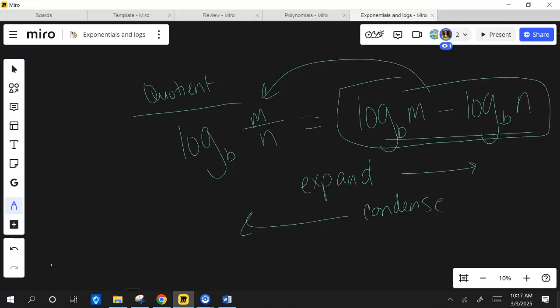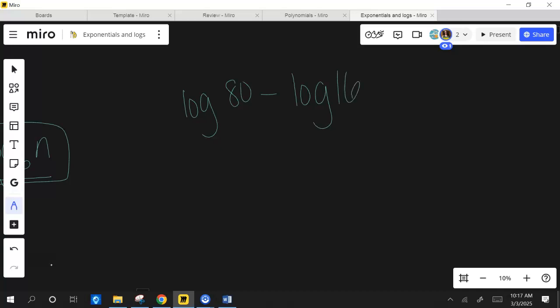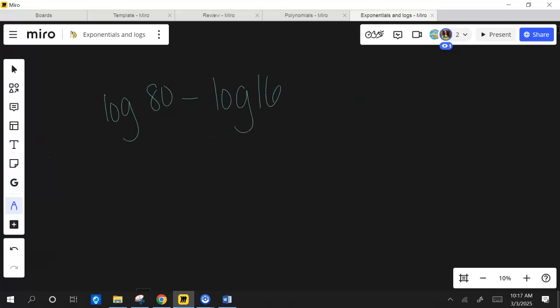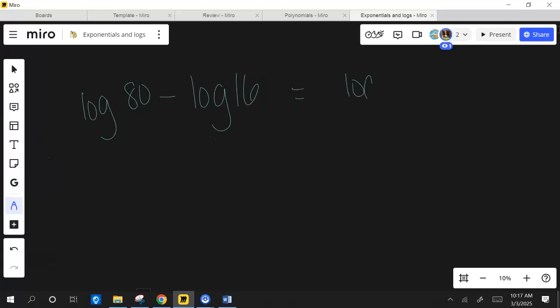Yes, as much as you can. All right, so let's look at the examples there. Condense, and then I have the log of 80. No, I don't see a base there. What does that tell me? 10. 10 is my base. I'm subtracting, I'm condensing down to 1, which means I do what? 80 over 16, which I could then reduce, right? What does that reduce to? 5.